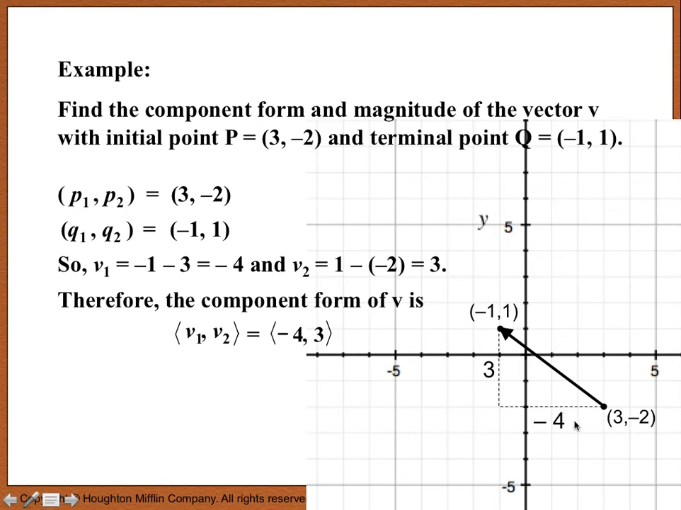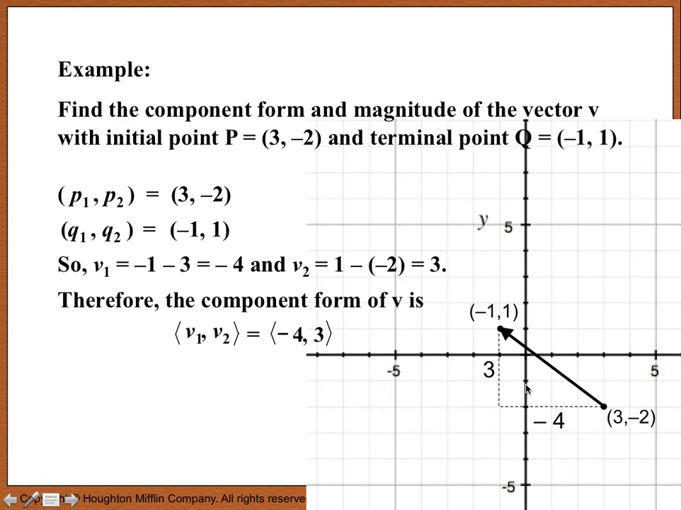Now, the length of the base of this right triangle is 4, but I'm labeling it -4 to show that it's going left rather than right. And if I look at this vertical, or this height of the right triangle, I'm labeling it 3 because it goes upwards, not downwards.